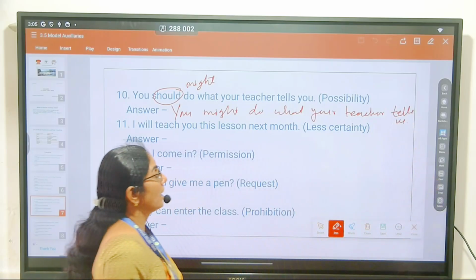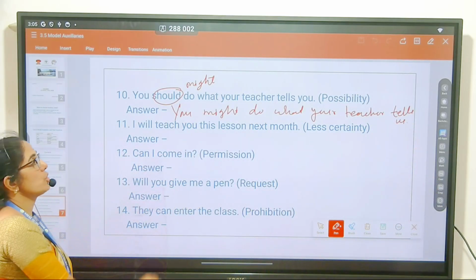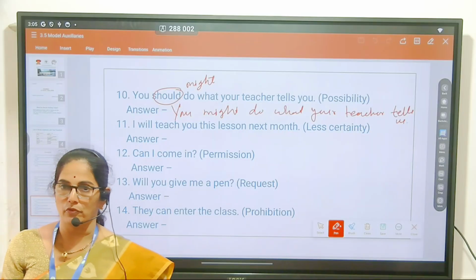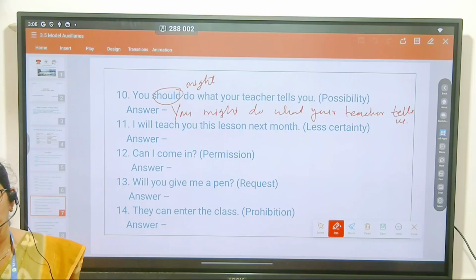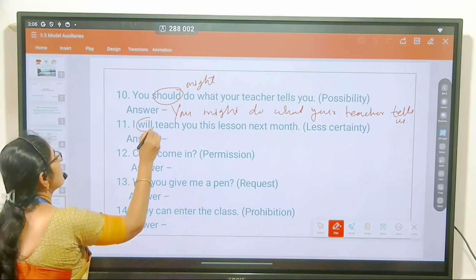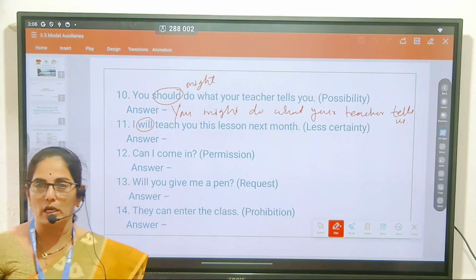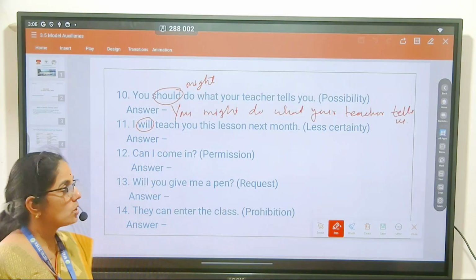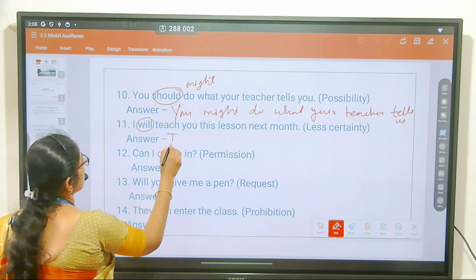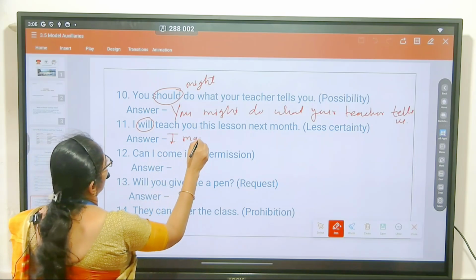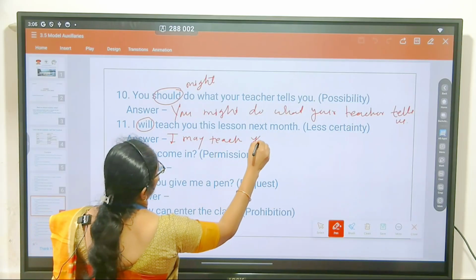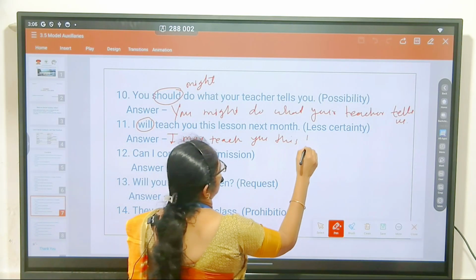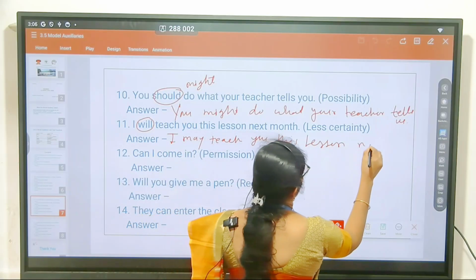Okay, now see the next example. I will teach you this lesson next month. Less certainty. When there is less certainty, we have to take may. So we have to remove this will, and instead of will we have to take may. So here is your answer: I may teach you this lesson next month.